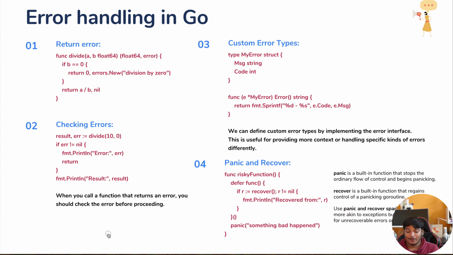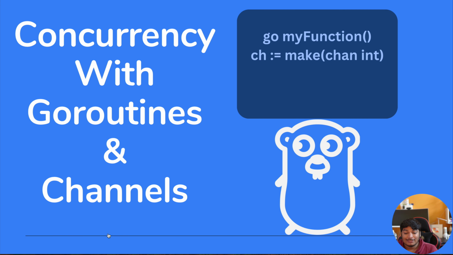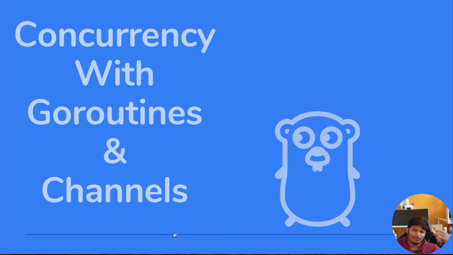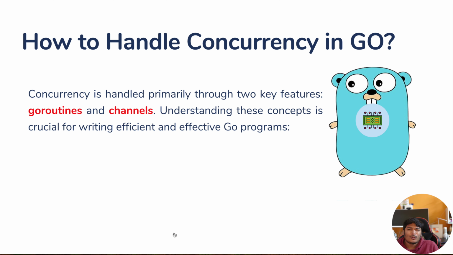Now let's learn about concurrency with Go routine and channel. Now, why? So how to handle concurrency in Go? Concurrency is handled primarily through two key features called Go routine and channels. Understanding this concept is crucial for writing efficient and effective programs in Go where you need concurrency, right? This is a primary feature.